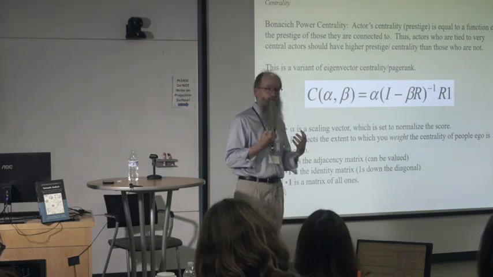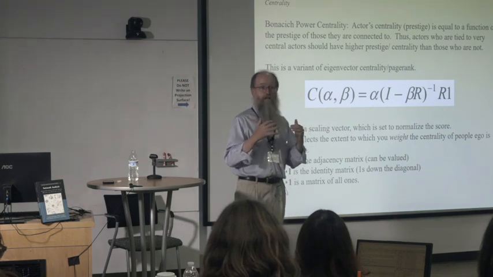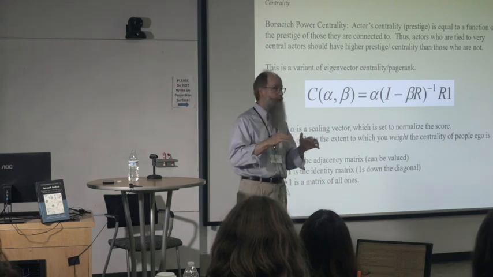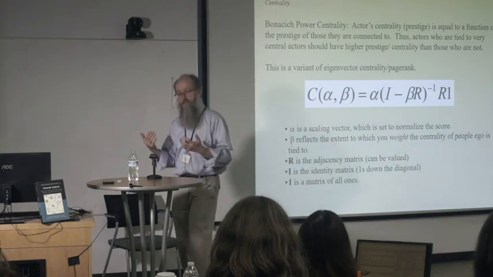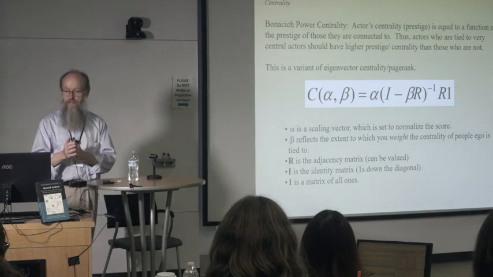Did anybody Google anything this morning? No. So Google is an eigenvector-based centrality score. The heart of the Google search engine is PageRank, and PageRank is a flavor of eigenvector centrality. And Bonacich power centrality is also a flavor of eigenvector centrality.